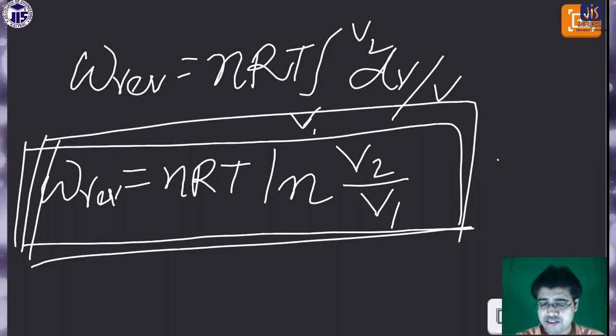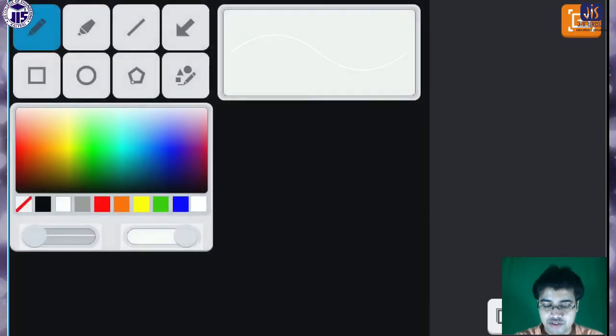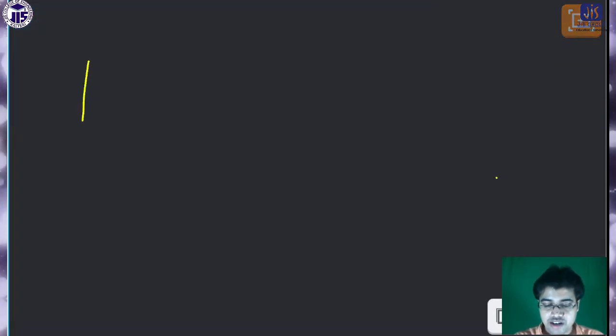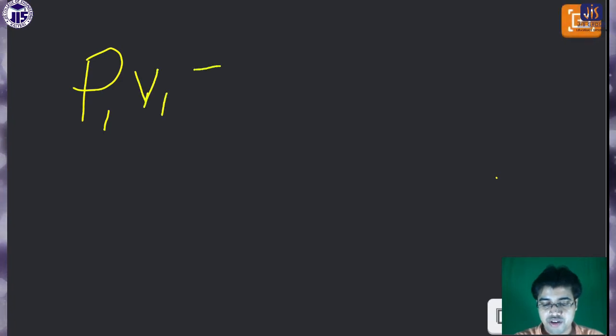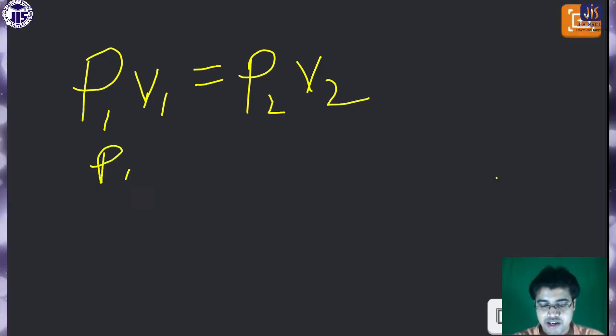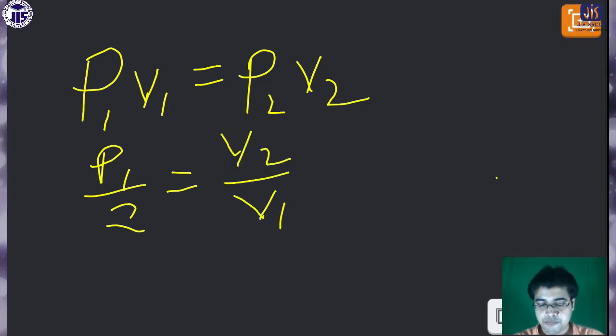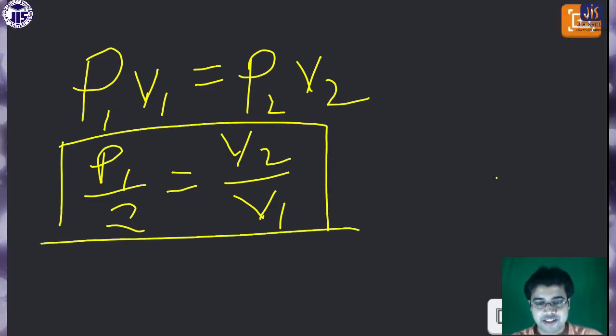So you can replace the expression also in this way, because you know that P1 V1 equals P2 V2. So if you write down P1 V1 equals P2 V2, then you can write down that P1 by P2 equals V2 by V1, isn't it? So P1 by P2 equals V2 by V1. So this equation you have to apply in the previous equation.